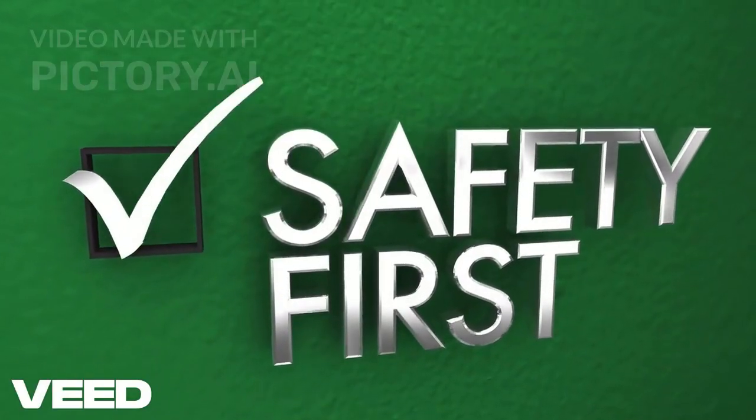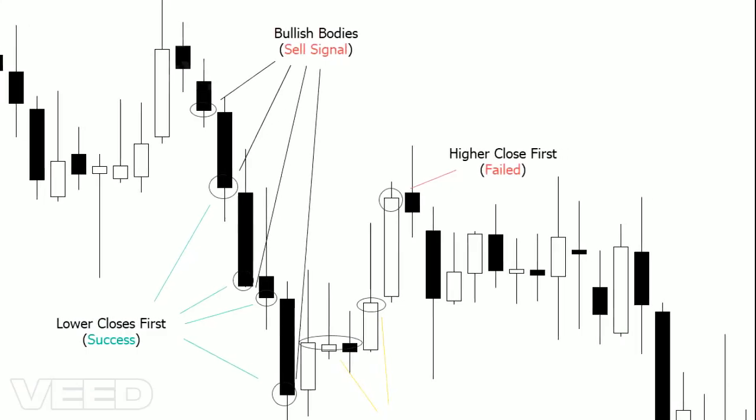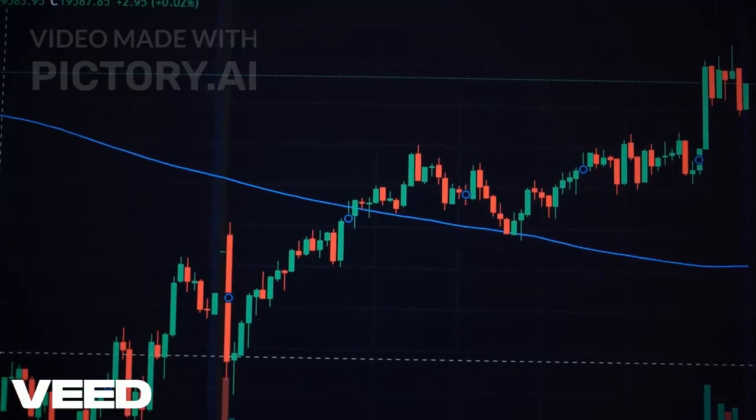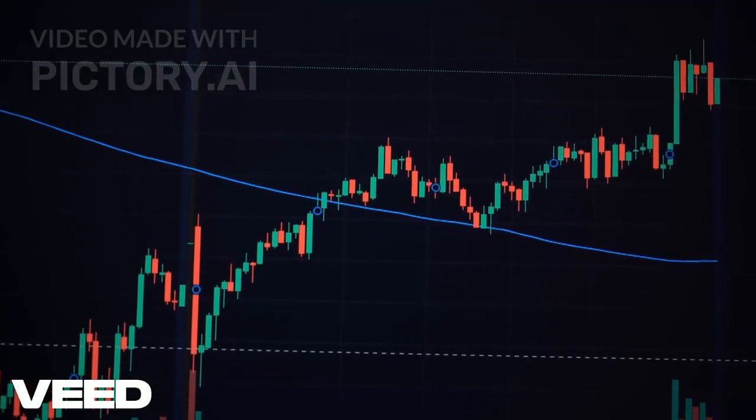Common mistakes: overtrading every pattern, ignoring market structure, not waiting for candle to close, relying on candlesticks alone without a strategy. So that's your complete beginner's guide to candlesticks. In the next video, we'll look at support and resistance.